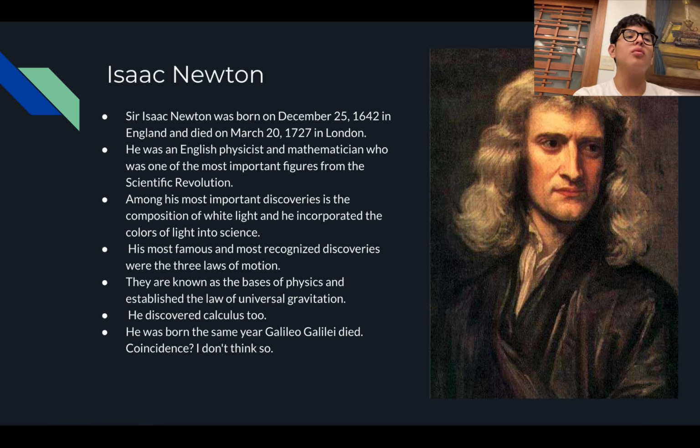Sir Isaac Newton was born on December 25th, 1642 in England and died on March 20th, 1727 in London. He was an English physicist and mathematician who was one of the most important figures from the scientific revolution. Among his most important discoveries is the composition of white light, and he incorporated the colors of light into science.